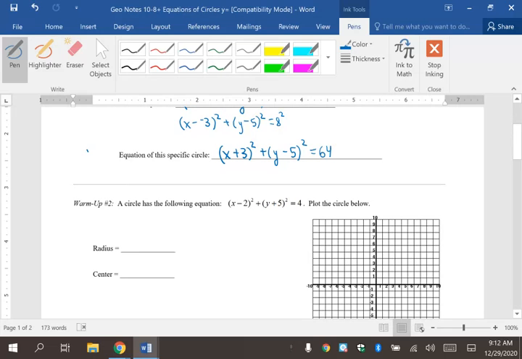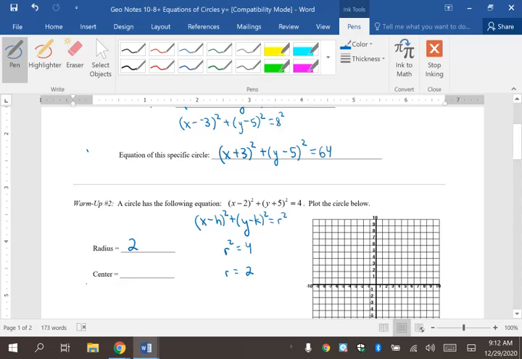Next problem, a circle has this equation, and the first thing you would be required to do in this class is to write down the general equation. Again, x minus h quantity squared plus y minus k quantity squared equals r squared. So we know that r squared equals 4, so r is going to be plus or minus the square root of 4, so r is going to be 2. The distance from the center of the circle to a point on the circle.